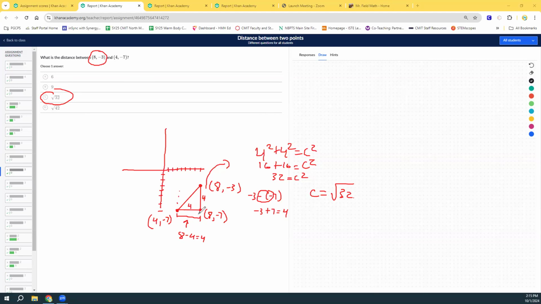Okay, so let's run that back. What just happened? Let's write it out. Step 1, for this kind of thing, graph the points.